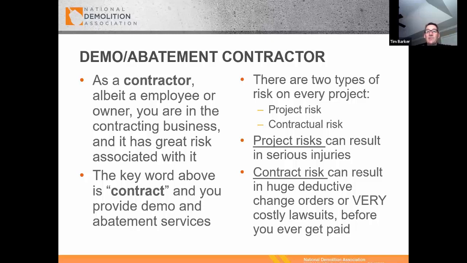There's two types of major risk on every project. Project risk, that's a physical risk on the project, and contractual risk. Project risk obviously can result in serious injuries, environmental impacts, other challenges. Contract risk can result in deductive change orders, costly lawsuits, and all these things happen often before you get paid, where the owner or the general contractor is holding your money. So you really need to understand your contract.